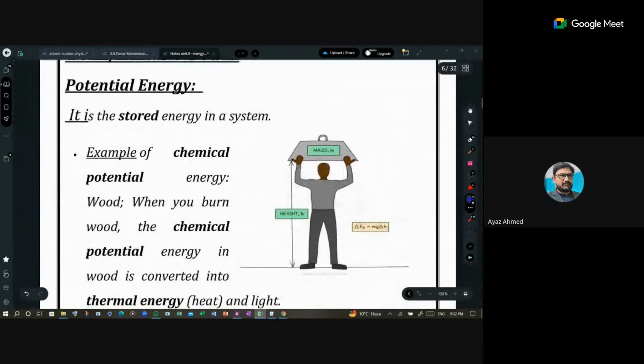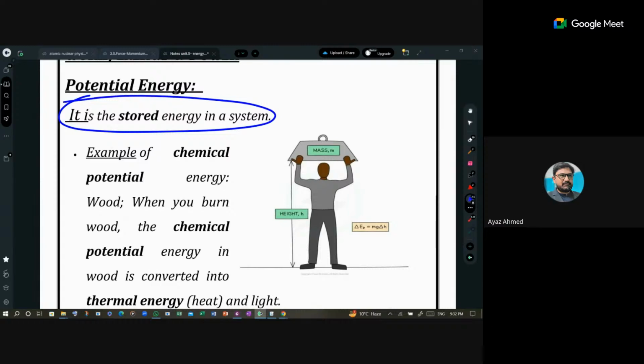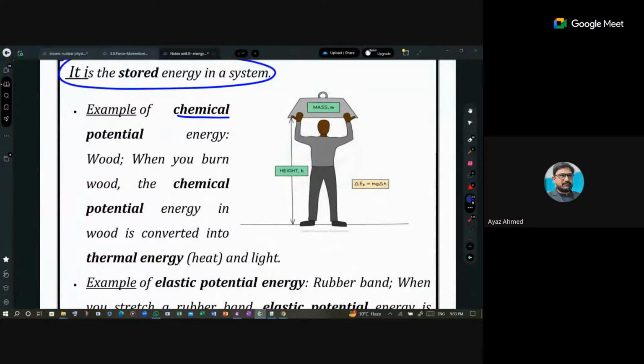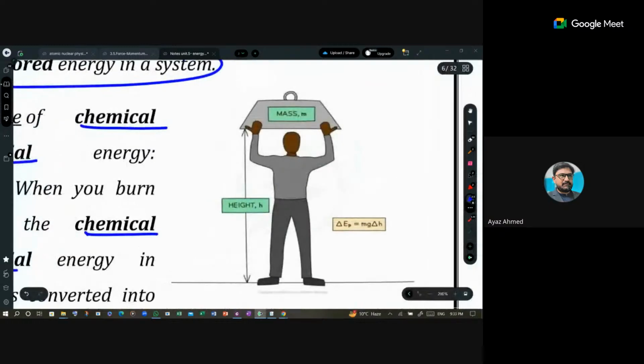Okay, let's talk about potential energy. Potential energy is the stored energy. For example, chemical energy is stored in terms of chemicals in our body or in the food we take. When we burn wood, chemical potential energy is converted into thermal energy and so on. I told you about that. But here, what we are talking about is gravitational potential energy.